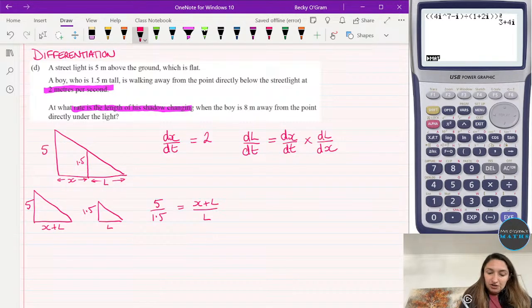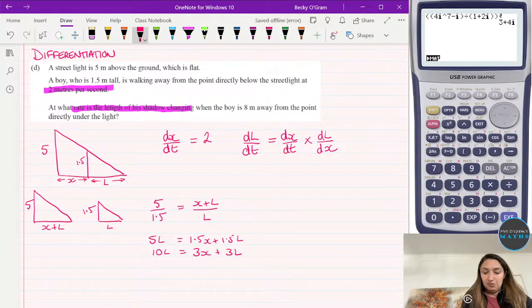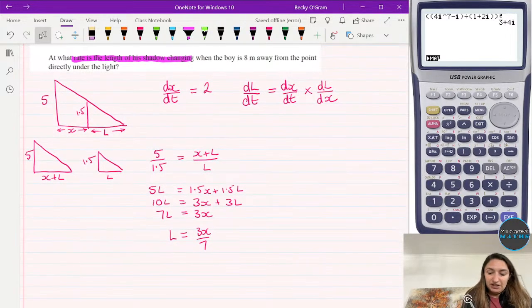With that, I can do some rearranging. So 5L is equal to 1.5x plus 1.5L. I'm going to times that by 2 just to make nice rounded whole numbers, just to make it a little bit easier. Bring the L over to one side and we'll have 7L is equal to 3x. Now looking back at what I'm trying to get to, I want dL by dx. So I'm going to write this as L is equal to 3x over 7. Then if I differentiate that with respect to x, we'll have dL by dx is equal to 3/7.